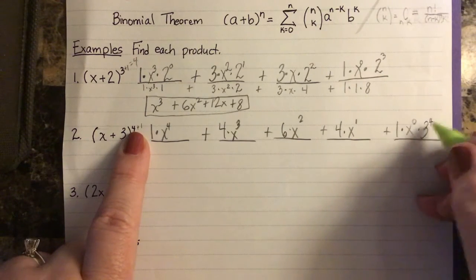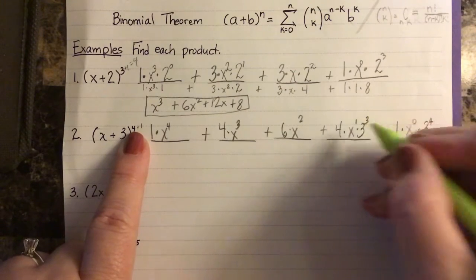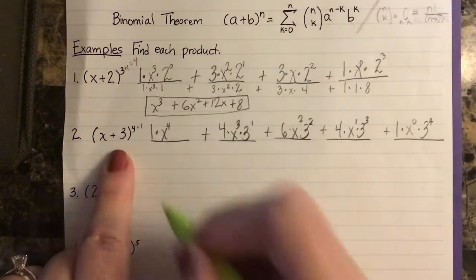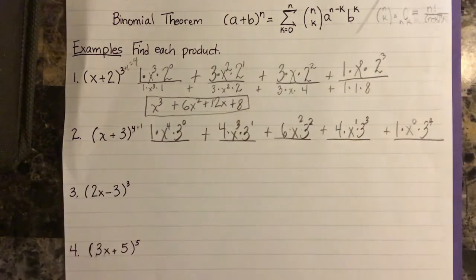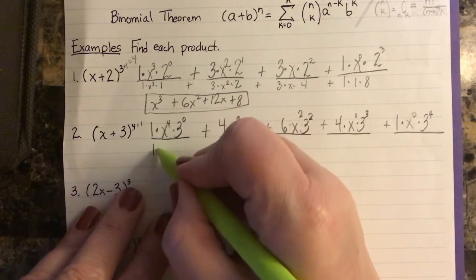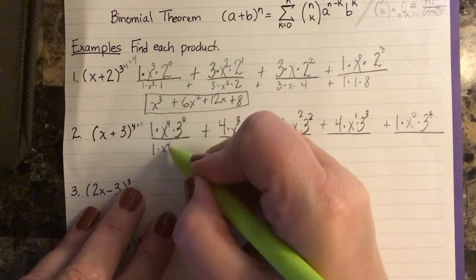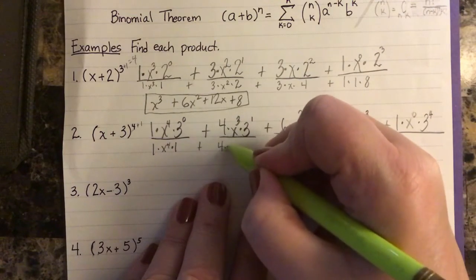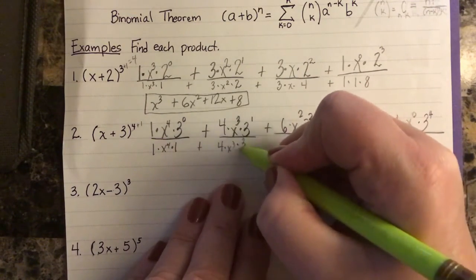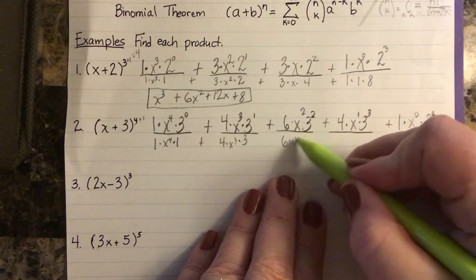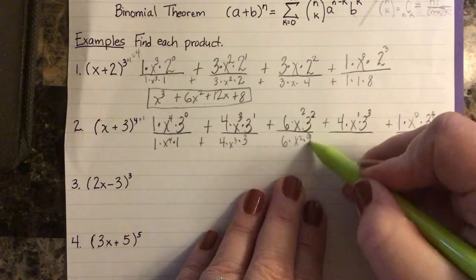So 3 to the 4th, 3 to the 3rd, 3 to the 2nd, 3 to the 1st, 3 to the 0. Now I'm going to go through and do that multiplication that I have here. I'm going to raise the powers here. So 1 times x to the 4th, 3 to the 0 power, anything to the 0 power is 1. 4 times x cubed, 3 to the 1st power is 3. Then 6 times x squared, 3 to the 2nd power is 9.